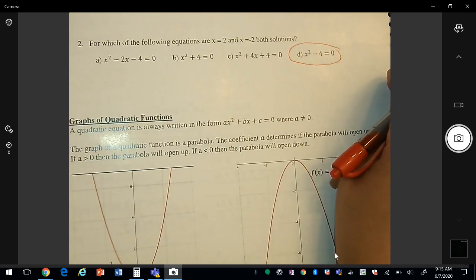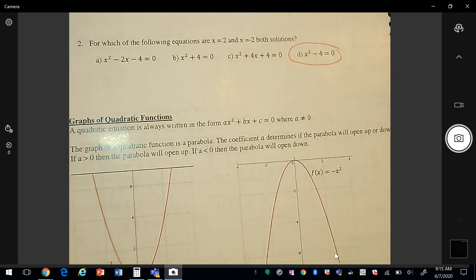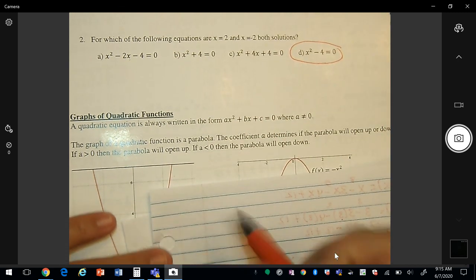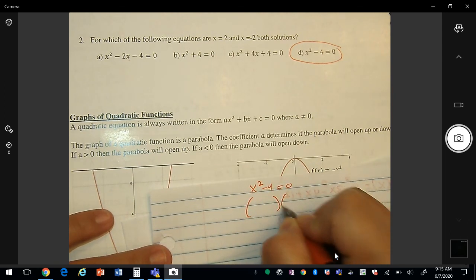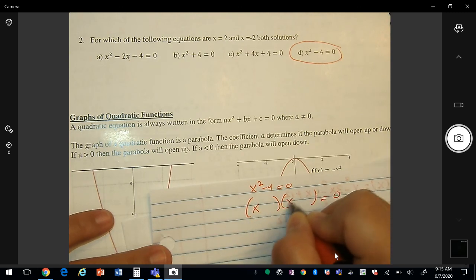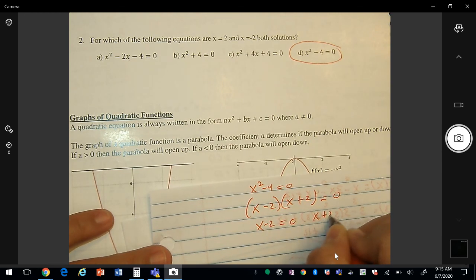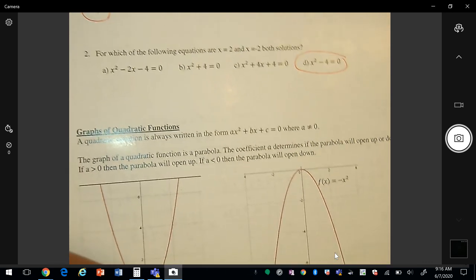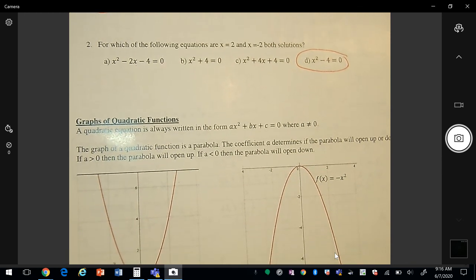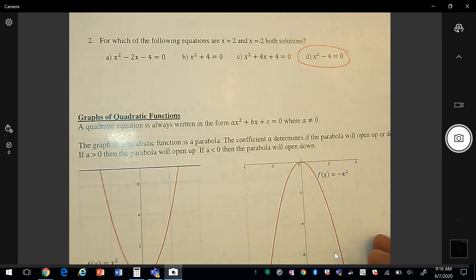The other way to do this is to factor each of these, and then you would get the factors. So for example, if I factor letter D, x squared minus 4 equals 0. So I would have x times x, and minus 2 and plus 2. And then I can set each one equal to 0. So this would give me x equals 2 and x equals negative 2. Okay. So factoring sometimes makes things a little bit faster, but if you're having trouble with factoring, then you can look at the idea of zeros.